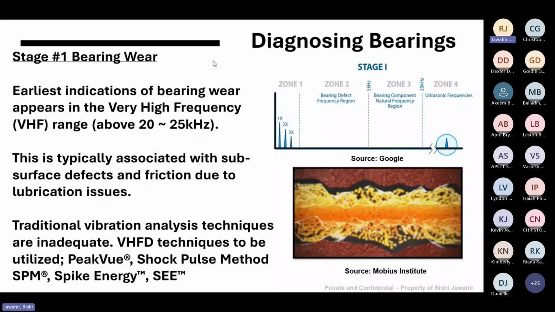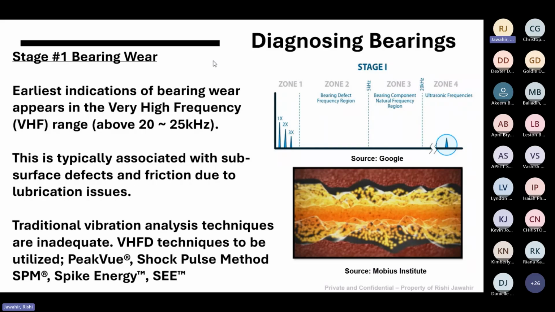Now, this frictional vibration, as I mentioned, is at very high frequencies, above 20 to 25 kilohertz, and we need specialized techniques to pick up on these and identify these effects. These are very high frequency detection techniques, VHFD. These are commercial patented technologies that industry has been using for, I think, the past decade or two. Peak View is one from Emerson. There's Shock Pulse, there's SPM Spike Energy, and there are many other methods by different manufacturers and vendors. They all work fine. It's up to you to understand how to use them and the settings.